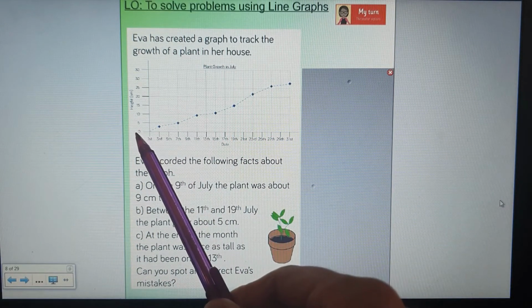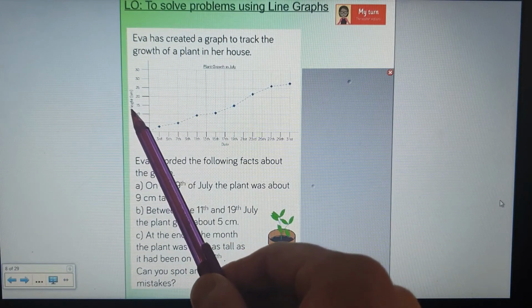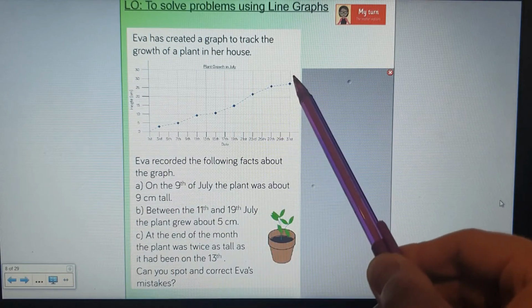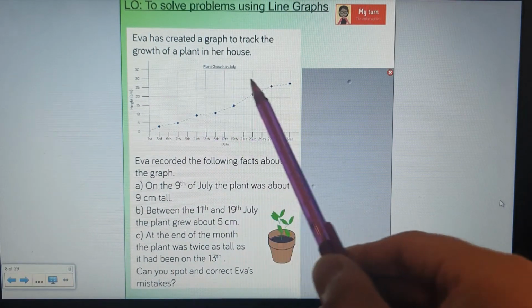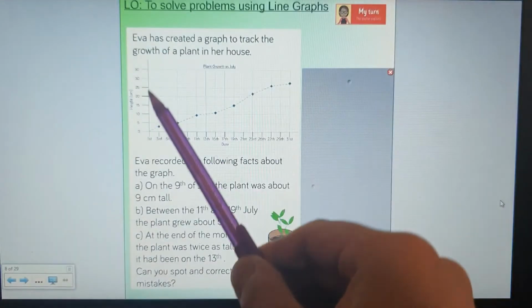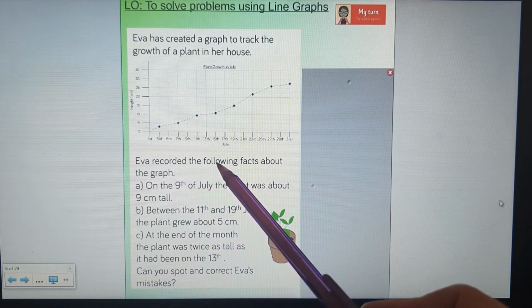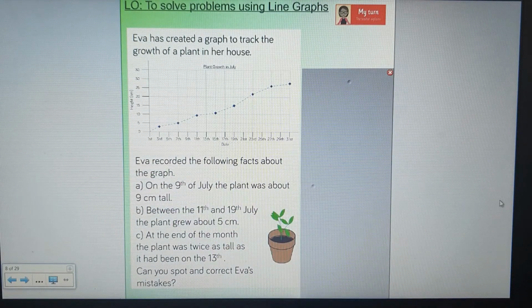And she's put a date here. On this axis, how much she's measuring the height in centimetres. She's gone up in jumps of 5, because her highest measurement over here is about 28. So she didn't want to go in ones, because it would be a very big scale then, wouldn't it? So it says, Eva recorded the following facts about the graph. A. On the 9th of July, the plant was about 9 centimetres tall.